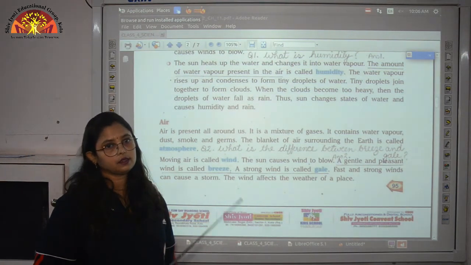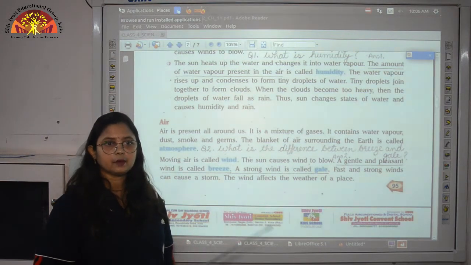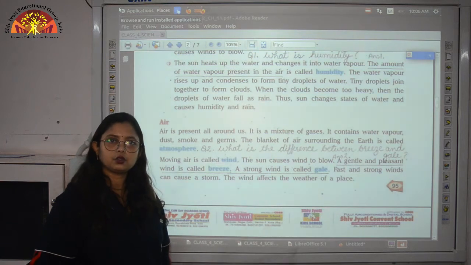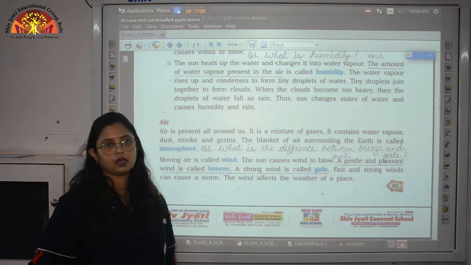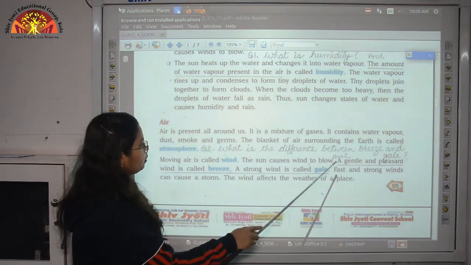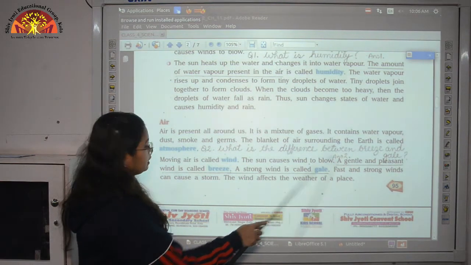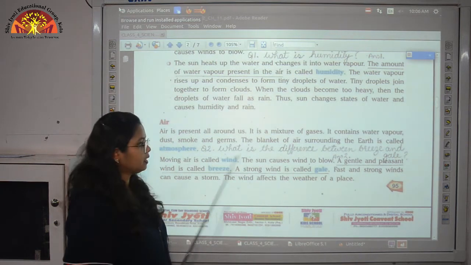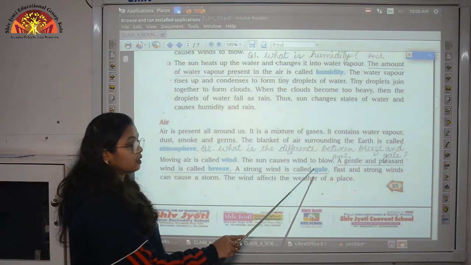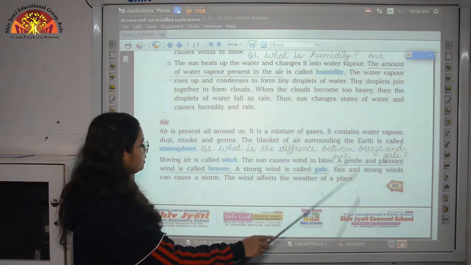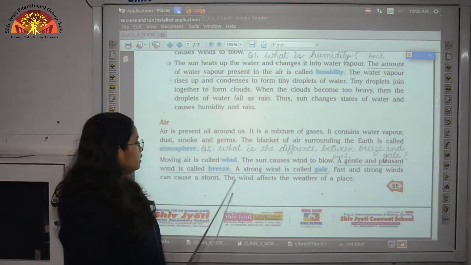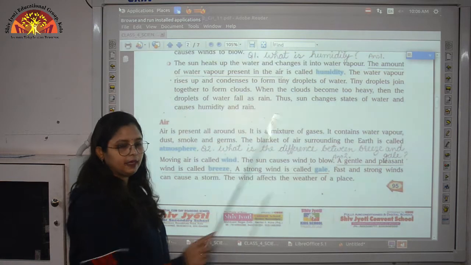And how does it cause this? I have told you that when the sun heats up the air, it rises up and the cool air starts taking its place. So in this way a flow starts in the air, and it produces wind. When the wind blows gently, when it is gentle and pleasant, it is called a breeze, and when it is strong, it is called a gale. These types of winds called gales are very fast and strong, and they can cause a storm and cause harm also. The wind affects the weather of a place.